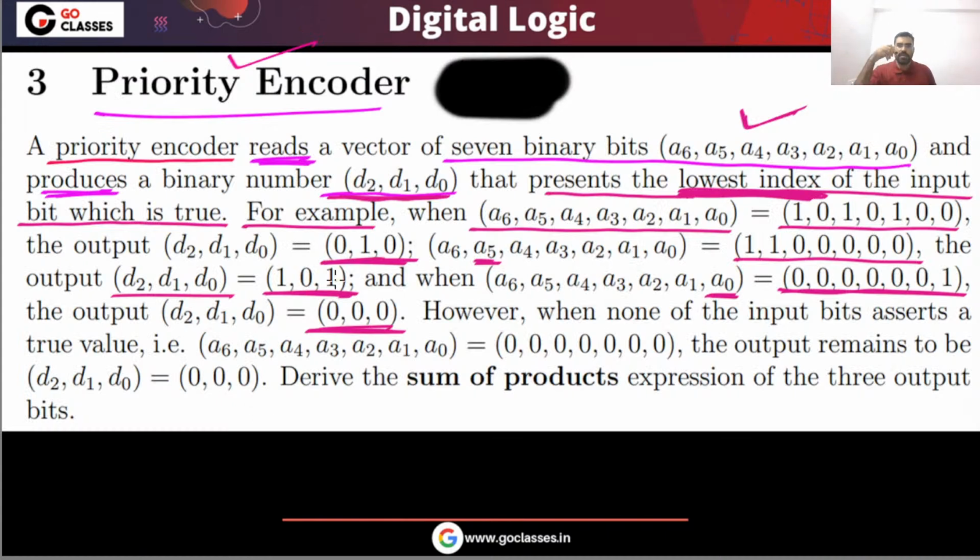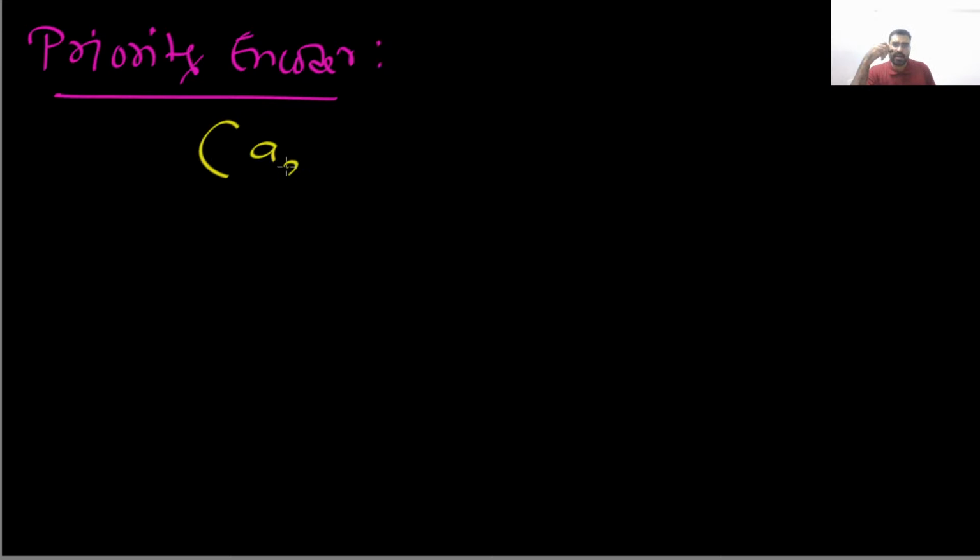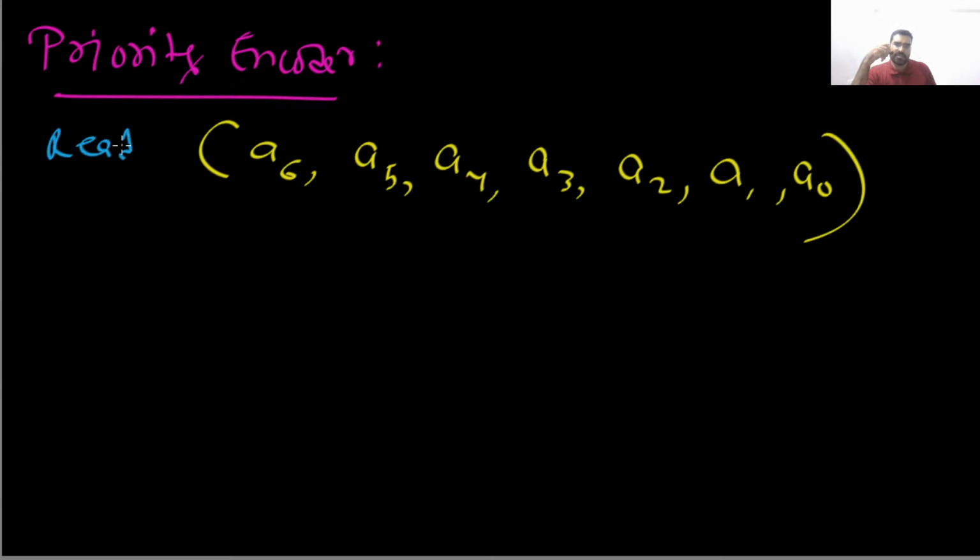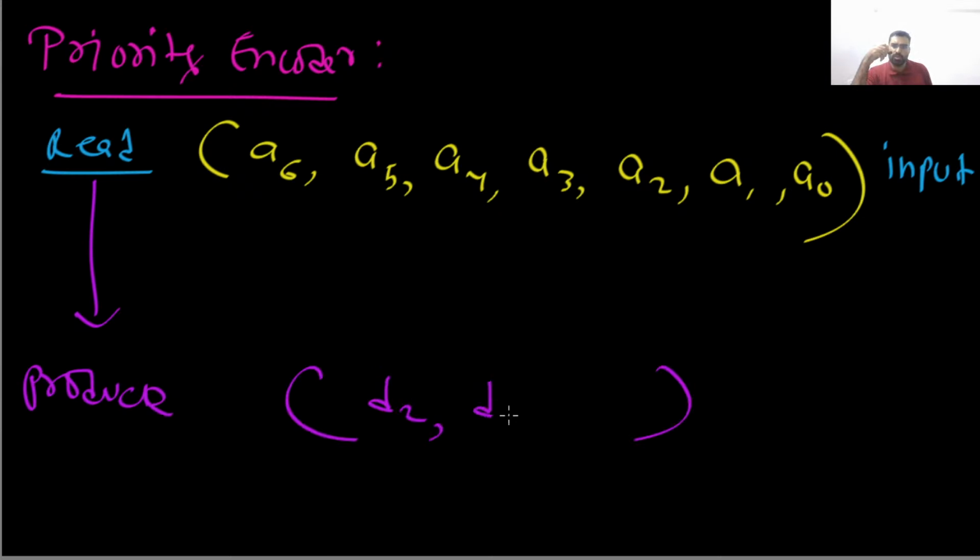See, read the question, Priya. What the question is saying is that you have a priority encoder, a circuit. This priority encoder will read the input. This is your input, a 7-bit input. So you will read this 7-bit input, and then you will produce the output, d2, d1, d0. This output will be produced now.